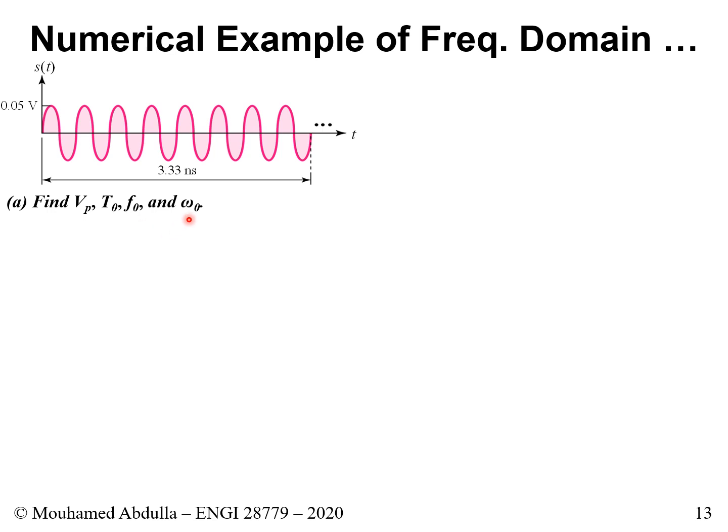And as for the radial frequency, you simply multiply by 2 pi. Whatever you got here for the frequency in hertz, you multiply by 2 pi, and you express it in rads per second. And for the peak voltage, well, it's here, right? This is the peak voltage, 0.05 volts. So we have everything by simply inspecting it. So I'll just show it to you.